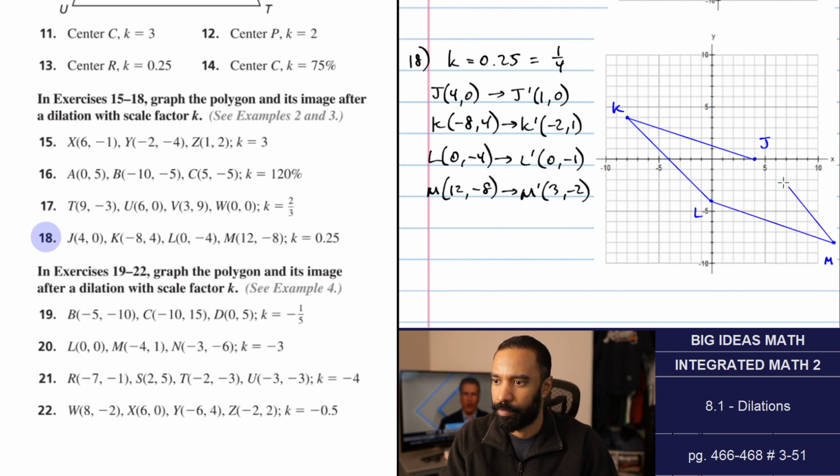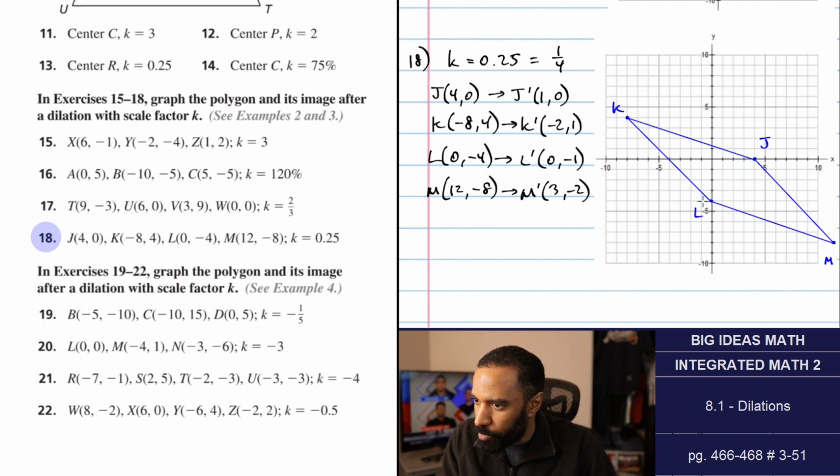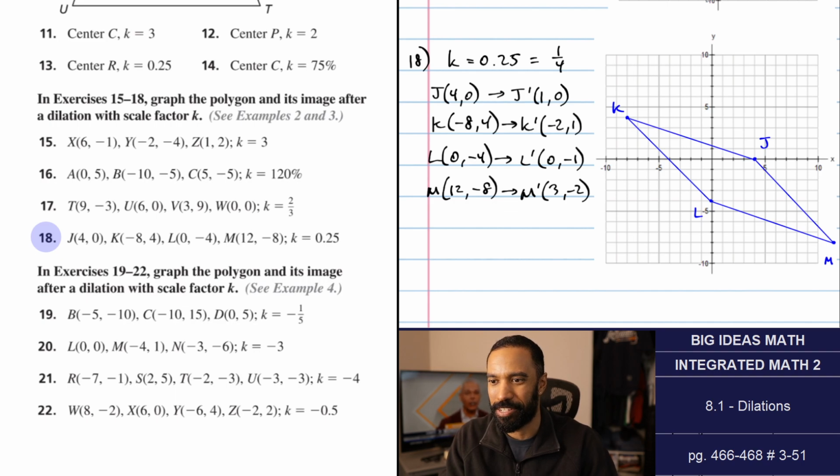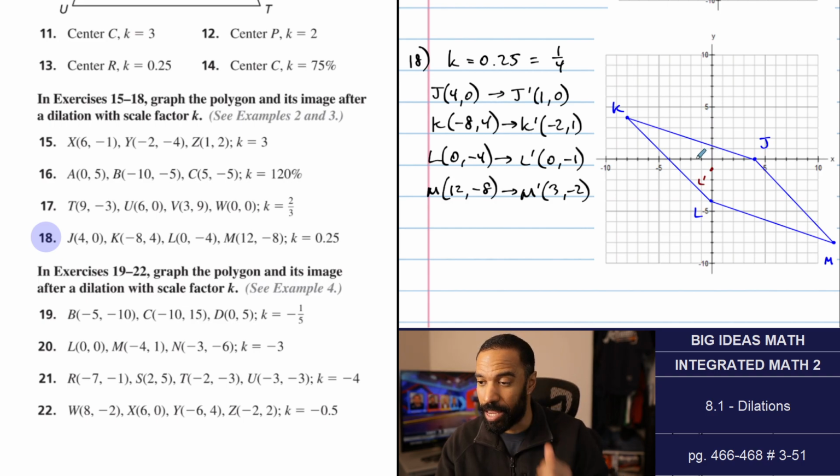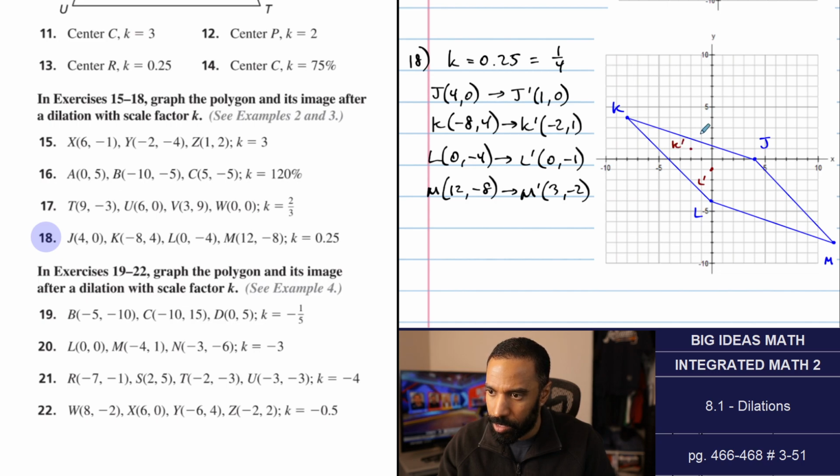JKLM. I don't know, that very well could be a rhombus. In fact, slope of +1. No, not a rhombus. It could be a parallelogram, though. They could bisect each other. L prime, etc. Let's do those. 0, -1. L prime. K prime is at -2, 1. M prime is at 3, -2. And J prime is at 1, 0.